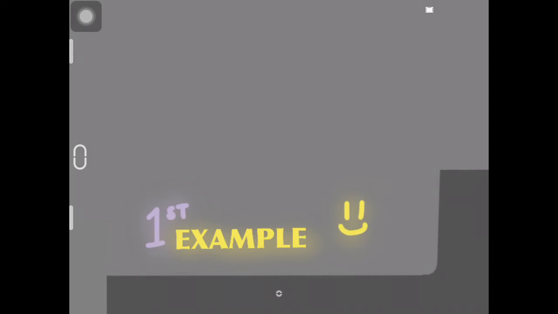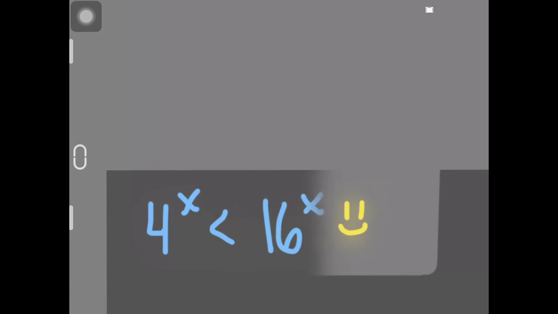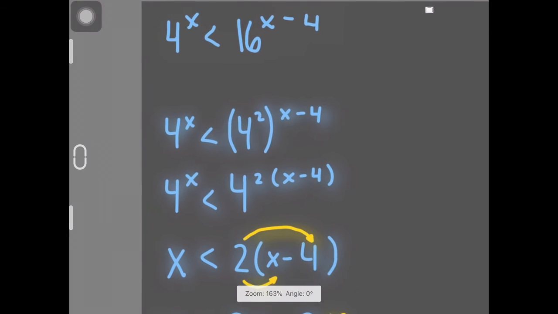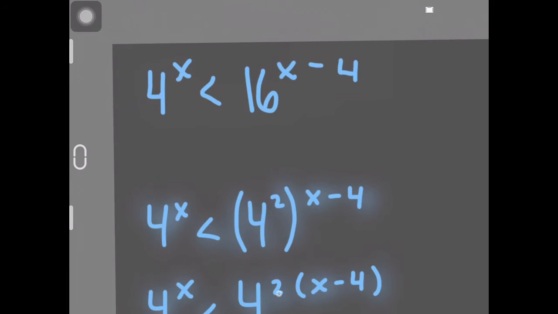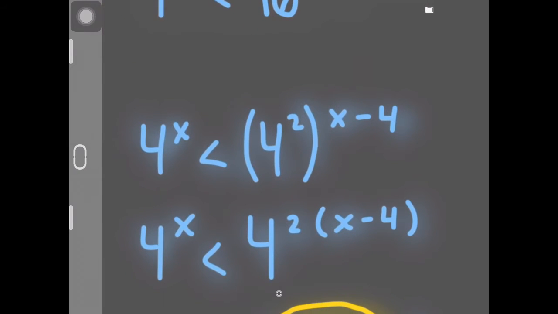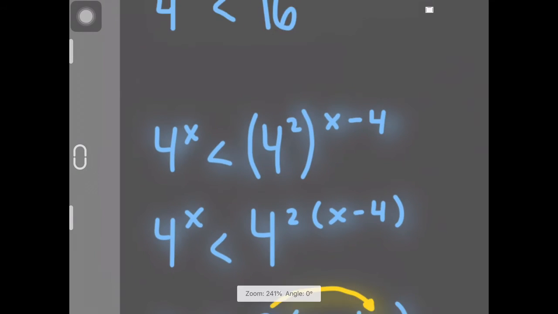So for our first example, we have 4 raised to the power of x greater than 16 raised to the power of x minus 4. Here we will have our solution for this inequality. For our first step, we should make both sides equal. Since 16 has a square root, which is 4, now we have 4 raised to x is greater than 4 raised to the power of 2 times x minus 4.